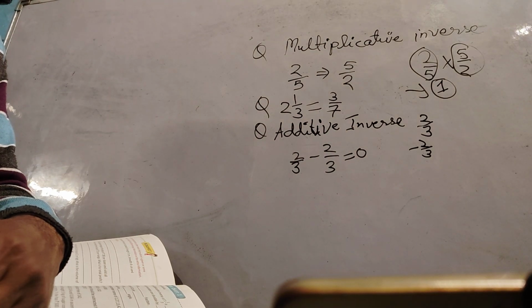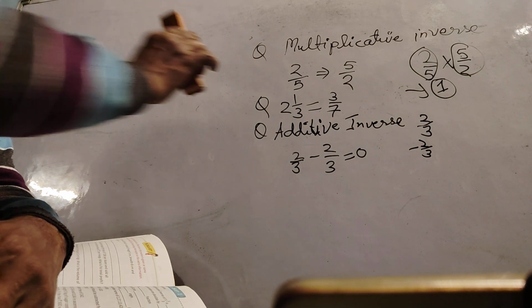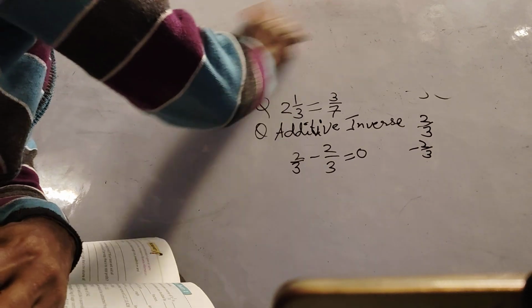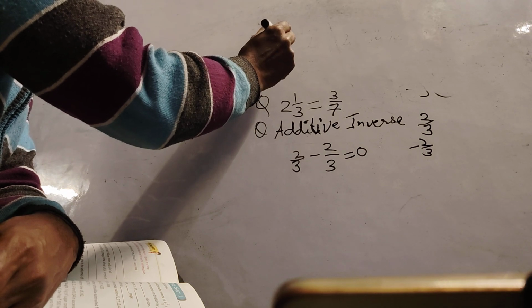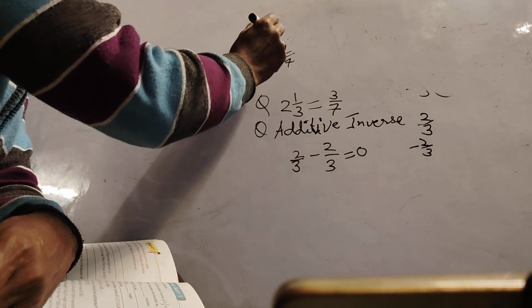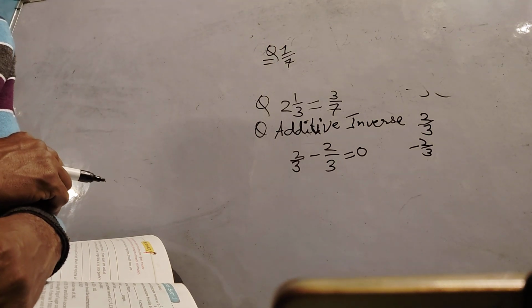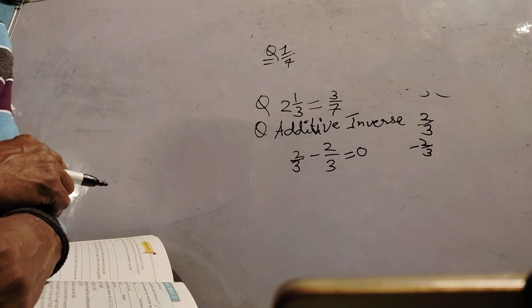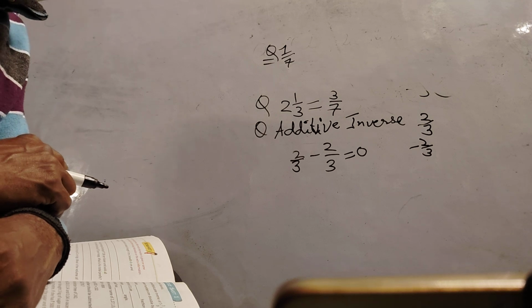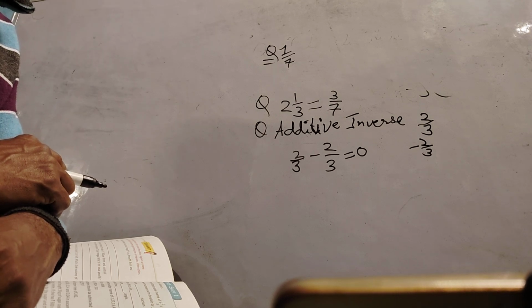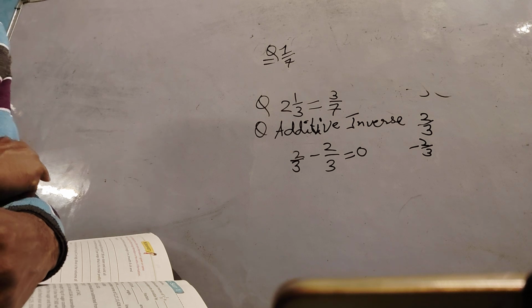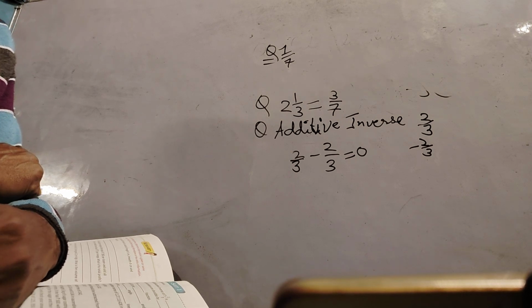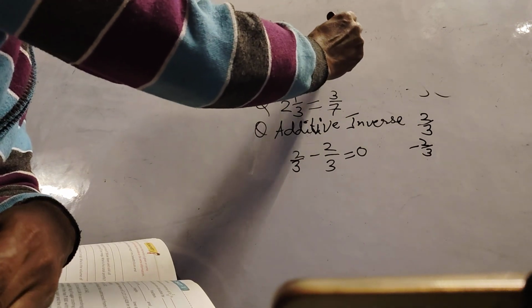Now try the additive inverse of some numbers. Find the additive inverse of 1 over 7. What is the additive inverse of 1 over 7? We do not flip numerator and denominator. Negative 1 over 7. Correct.